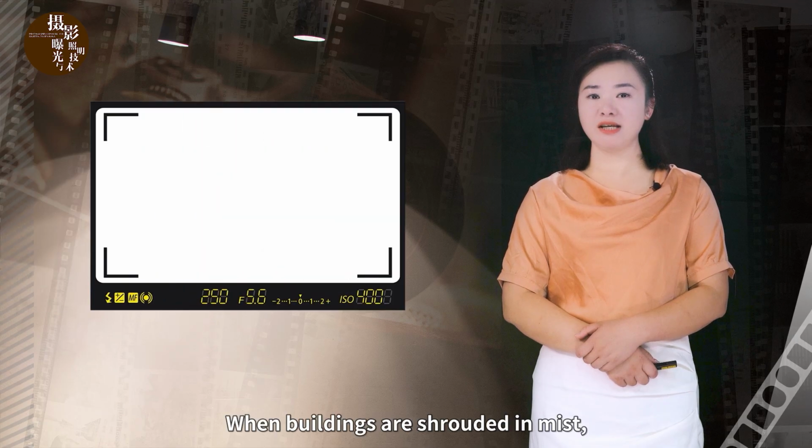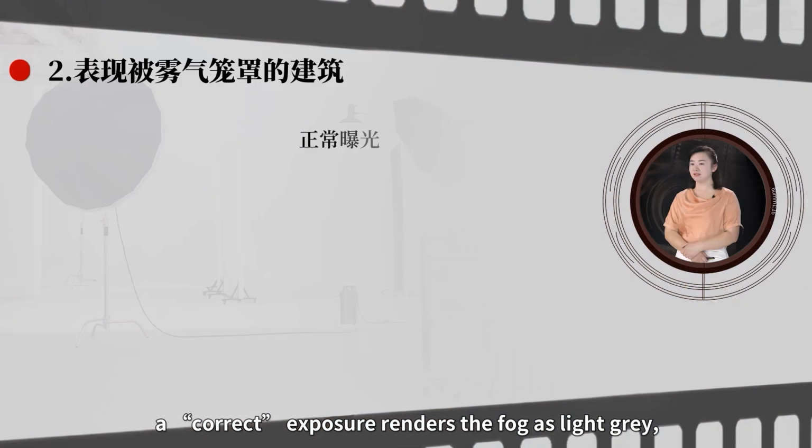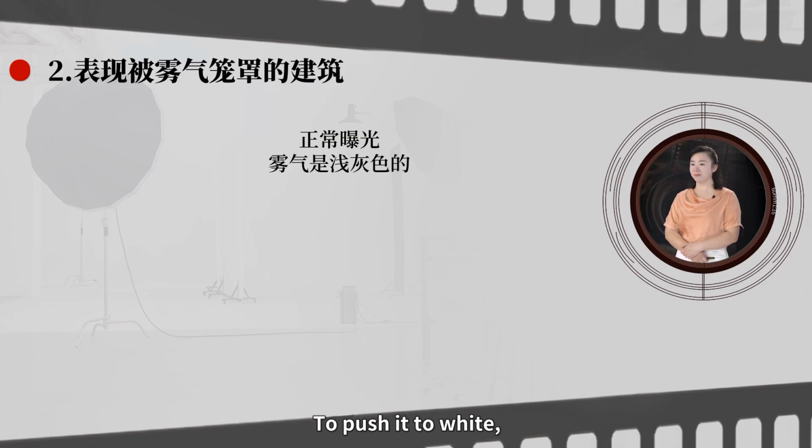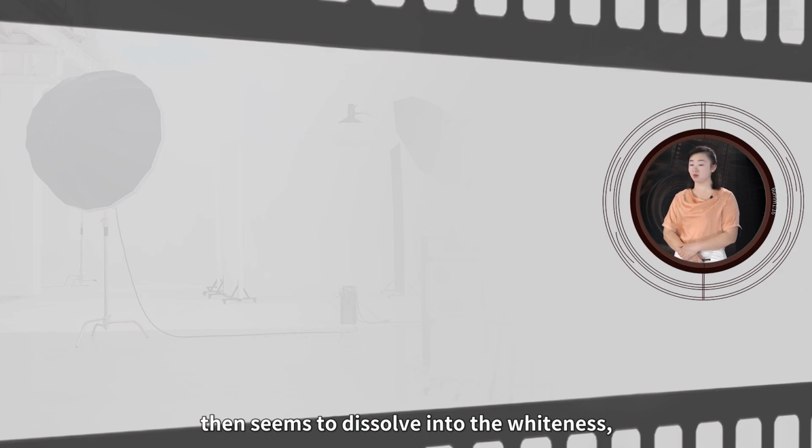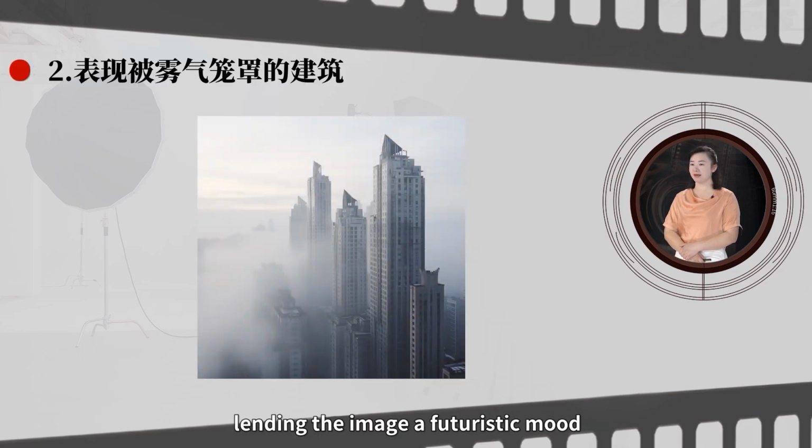Method 2. When buildings are shrouded in mist, a correct exposure renders the fog as light gray, not pure white. To push it to white, we deliberately add between plus 0.7 and plus 1.3 EV until the mist is on the verge of clipping. The darker architecture then seems to dissolve into the whiteness, lending the image a futuristic mood.